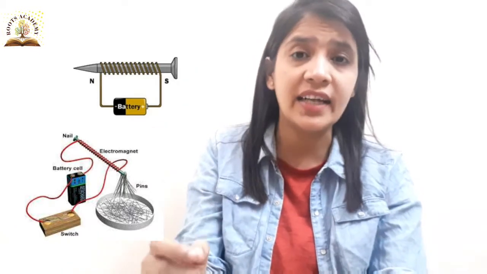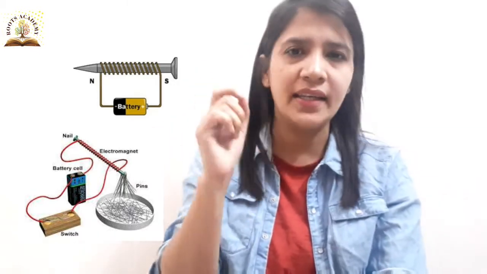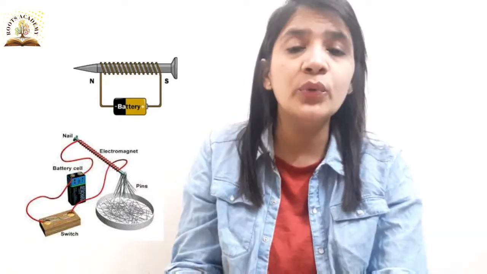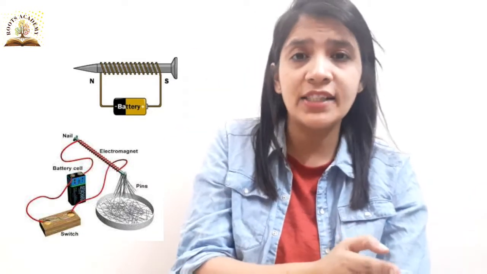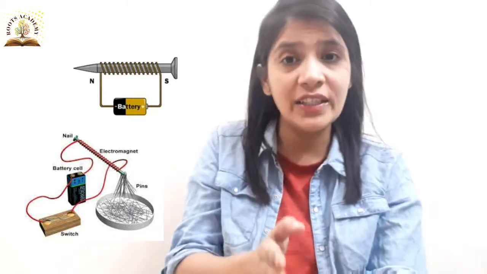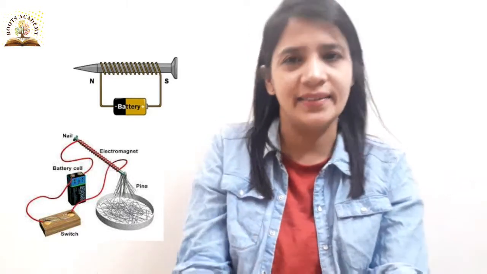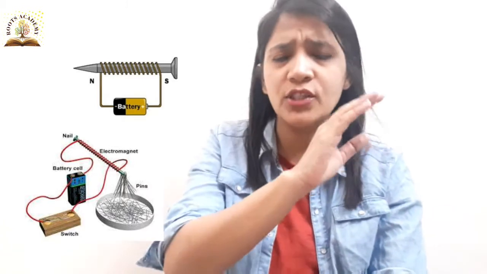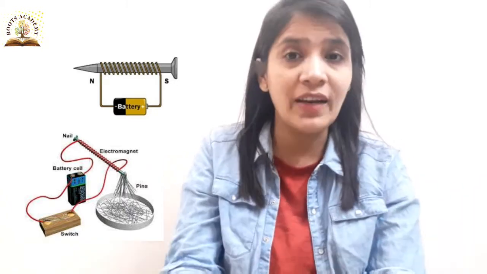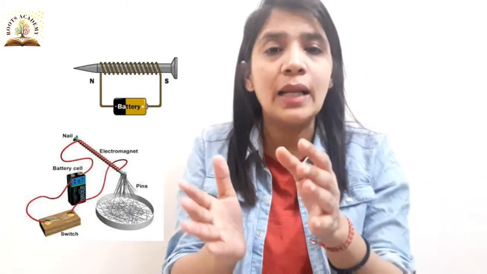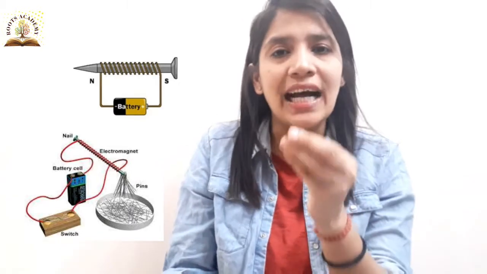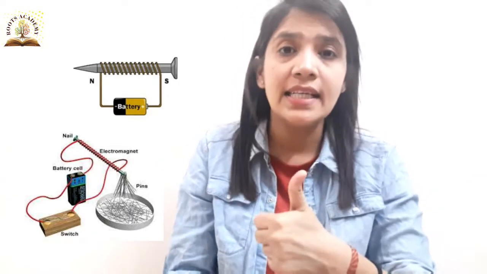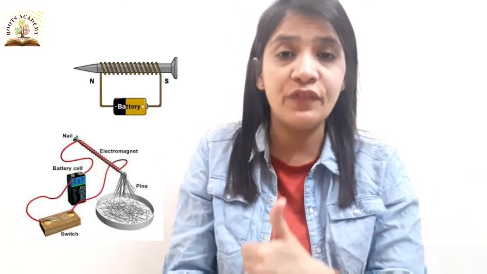It will start attracting a small staple pin, which confirms that through the passage of electric current you have converted that iron nail into a magnet. As soon as you stop the electric current from flowing, the nail will not behave like a magnet. So it proves that with the help of electric current, the nail starts behaving like a magnet. Thus, you can produce a magnetic effect by electric current.